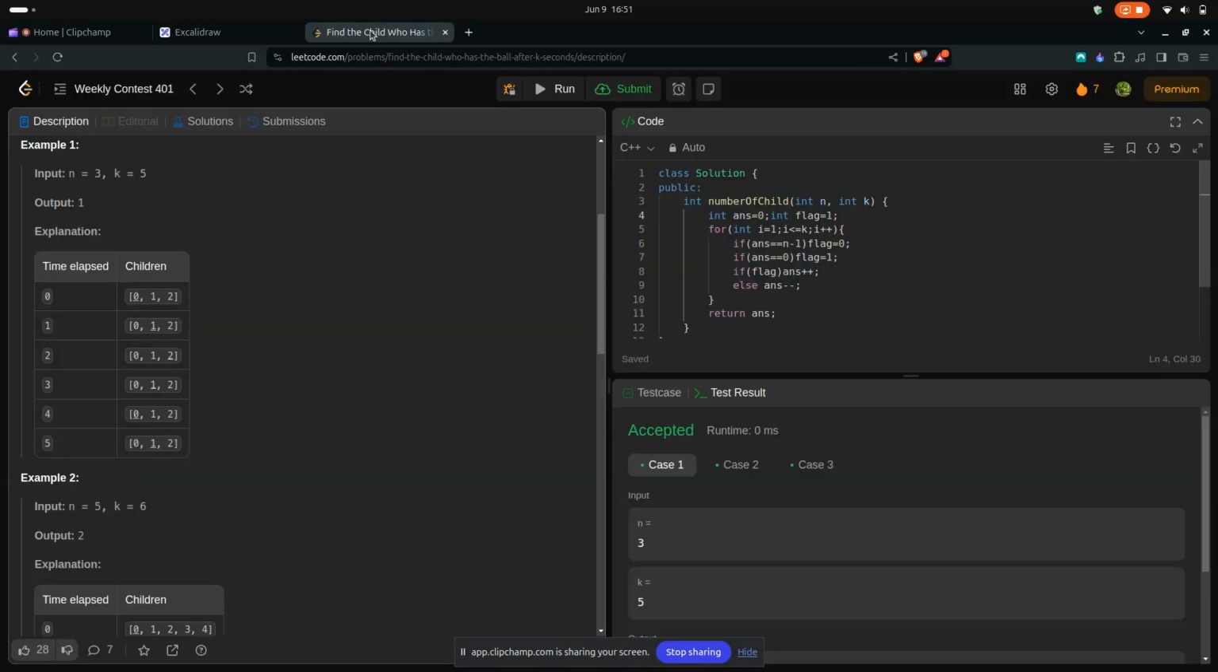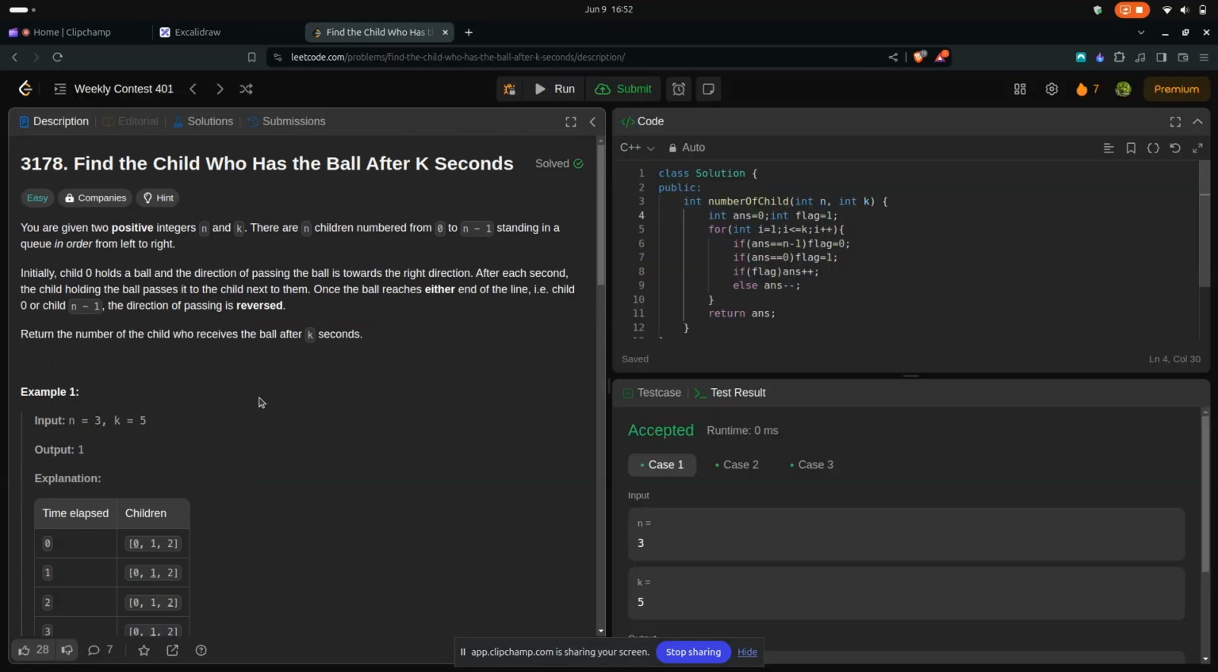Hello everyone. So in this question we are given two positive integers n and k. n is the number of children, and the children are numbered from 0 to n minus 1. Initially child 0 is holding a ball and he is passing the ball to child 1, child 2 and so on. And when the ball reaches the last child, the direction of passing is reversed.